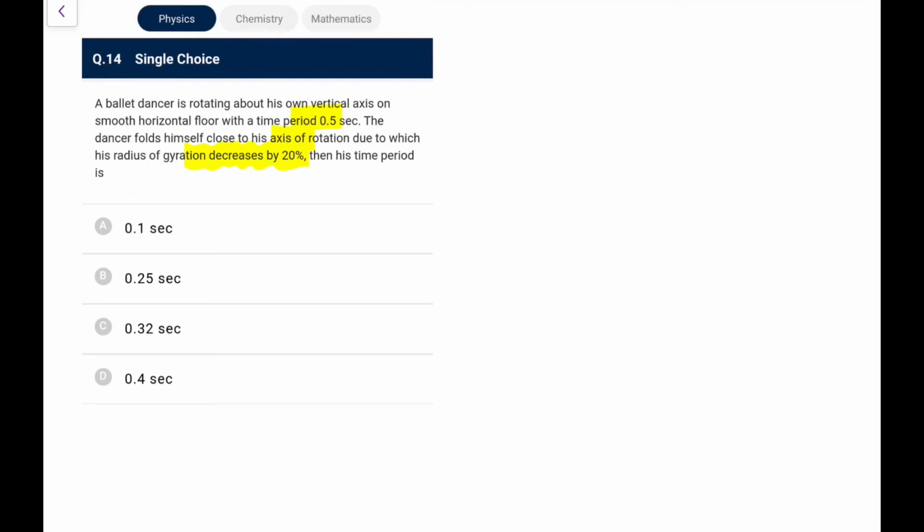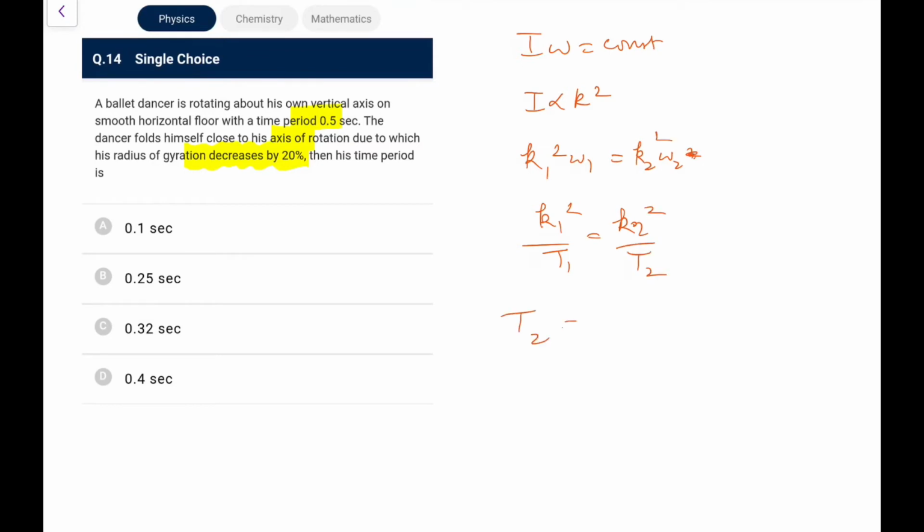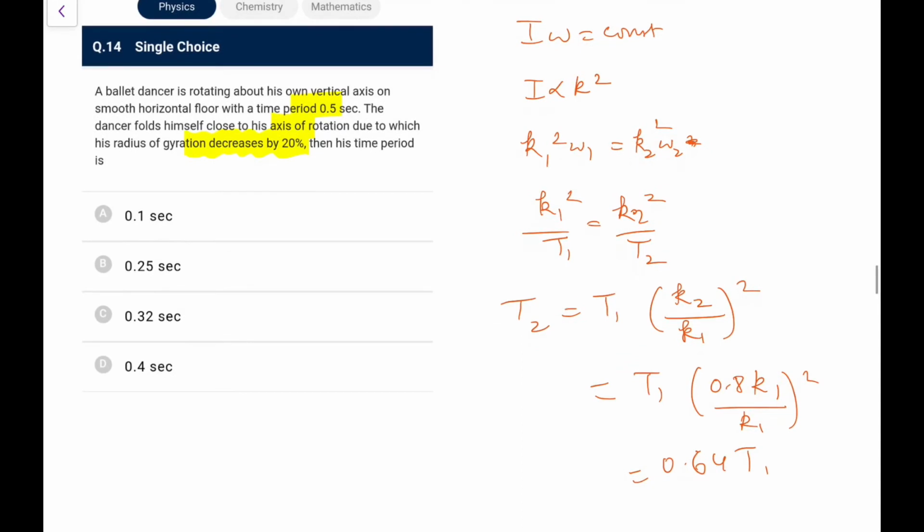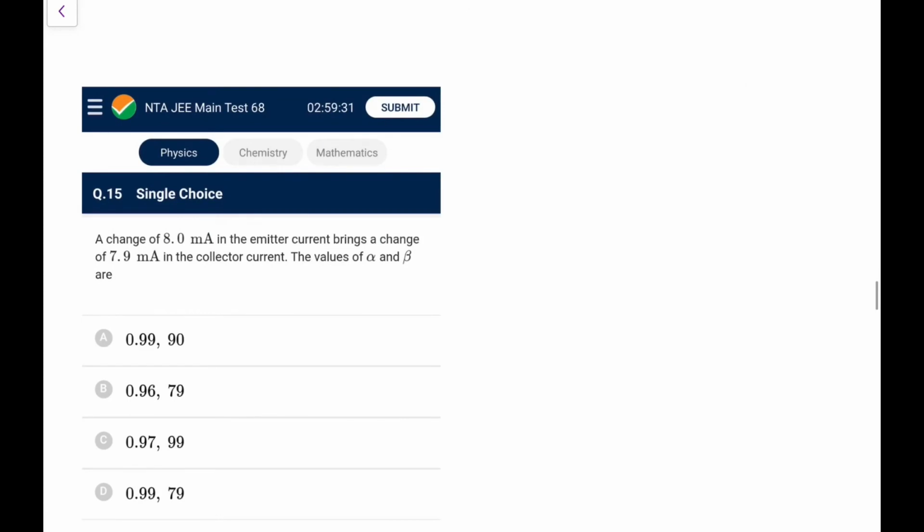Now, we know I into omega will remain constant, and I is proportional to k square. So k1 square omega 1 would be equal to k2 square omega 2, and omega is inverse to time, so I can write k1 square by t1 is equal to k2 square by t2. So t2 is going to be t1 into k2 by k1 whole square. It is 20% reduced, so k2 is 0.8 k1 upon k1 whole square, that is 0.64 times the original period. So 0.64 into 0.5, that is 0.32 seconds that I can go for. So this is a regular angular momentum conservation question.